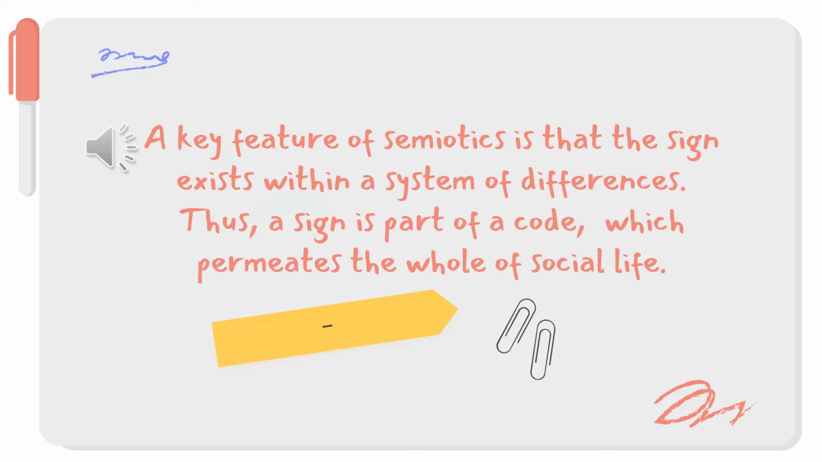A key feature of semiotics is that the sign exists within a system of differences. Thus, a sign is a part of a code, which permeates the whole of social life.